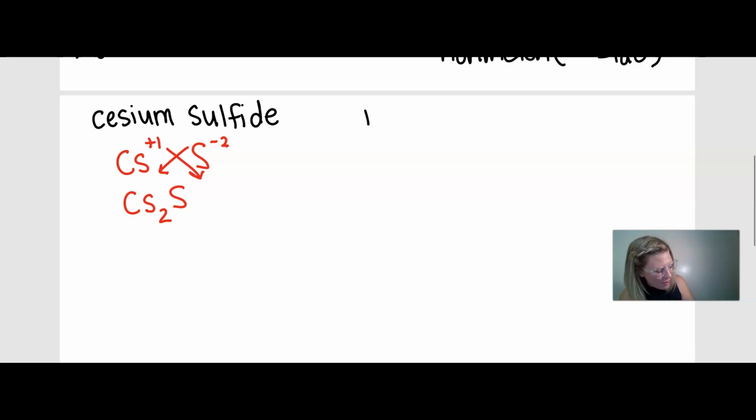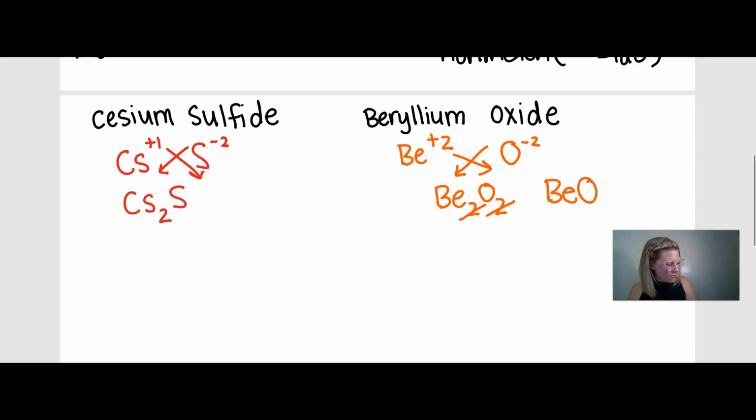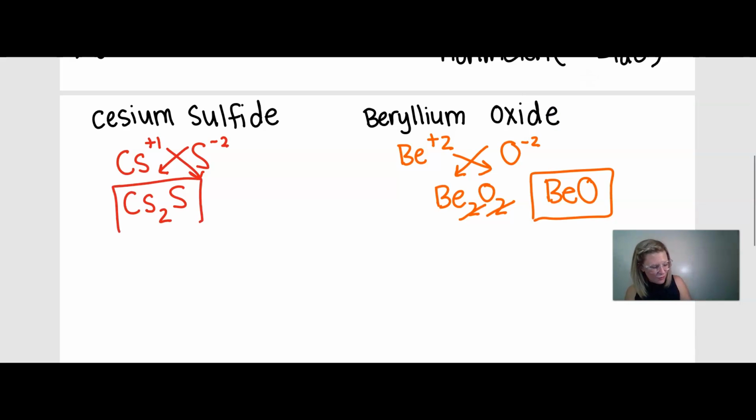Okay, let's do just one more of those. Let's say I have beryllium oxide. We need to look up our information. We have Be, which forms a +2, and O, which forms a -2. We criss, we cross, and we get Be2O2, which can be canceled out, and we can make it BeO. That's our final answer for going from name to formula.